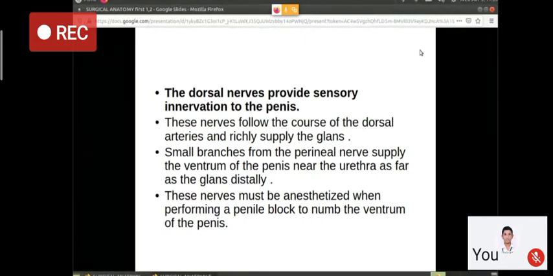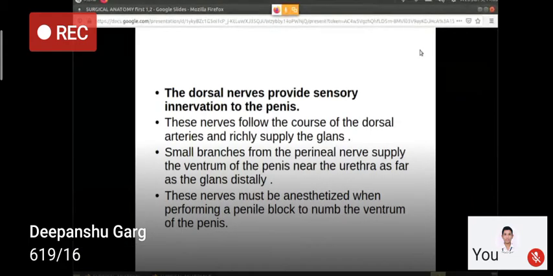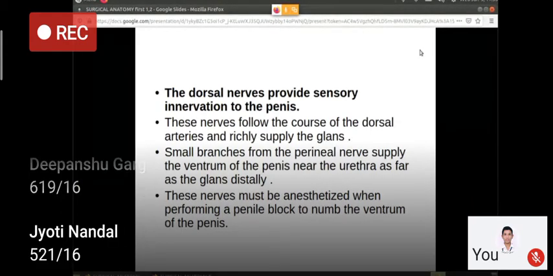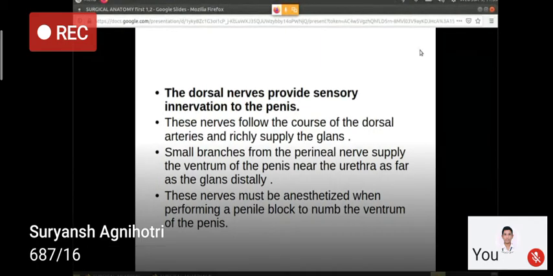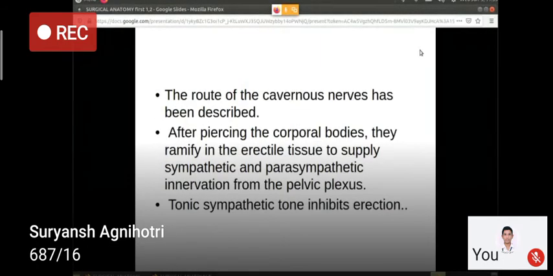The dorsal nerve provides sensory innervation to the penis. These nerves follow the course of the dorsal arteries and richly supply the glans. Small branches from the perineal nerve supply the ventrum of the penis near the urethra, as well as the glans distally. These nerves must be anesthetized before performing a penile block to numb the ventrum of the penis.